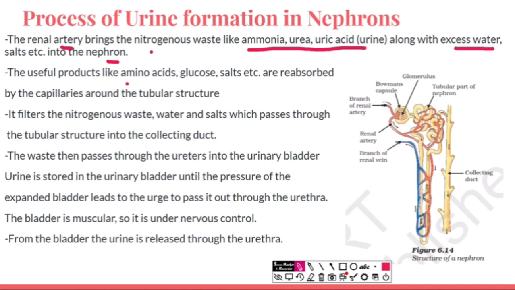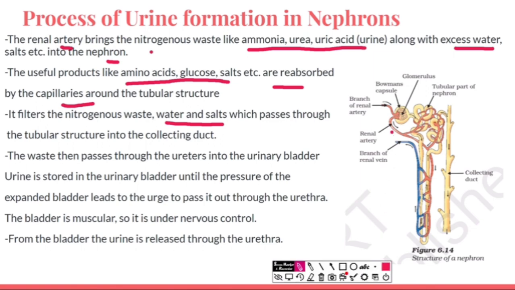The useful products like amino acids, glucose and salts, and some amount of water also is reabsorbed by the capillaries around the tubular structure. I told you that around this tubular structure there are various capillaries. You can see there are various capillaries which are wrapped around it, and these capillaries reabsorb this useful structure which we need. They reabsorb them and they send it to the body because we do not want to lose them. Only the product which comes out, the urine, only has nitrogenous waste and some amount of water and salts which is passed out from the body.